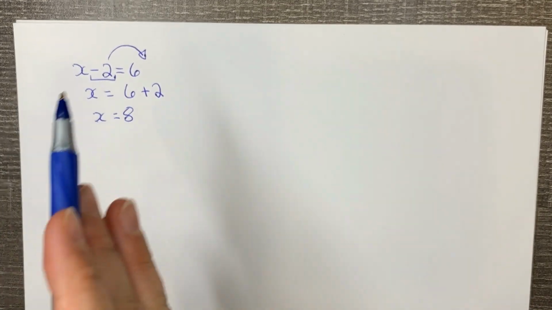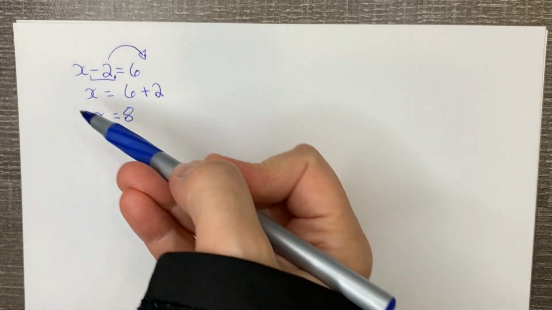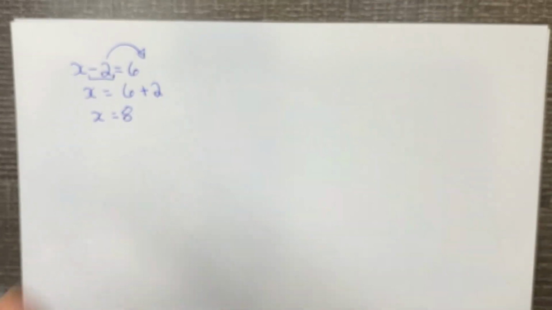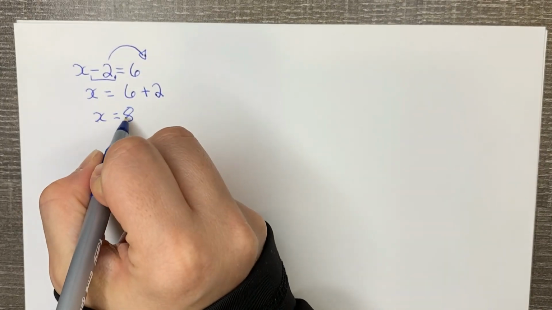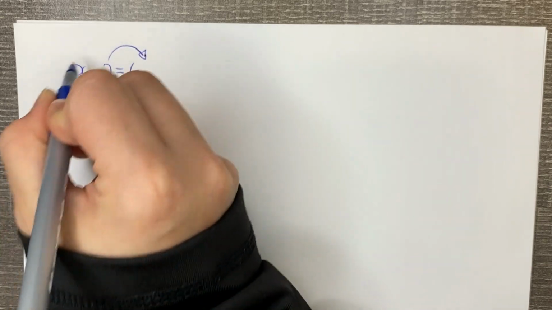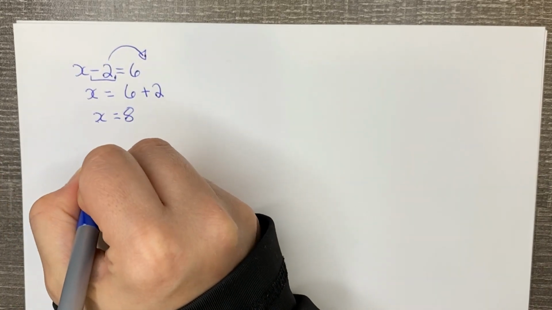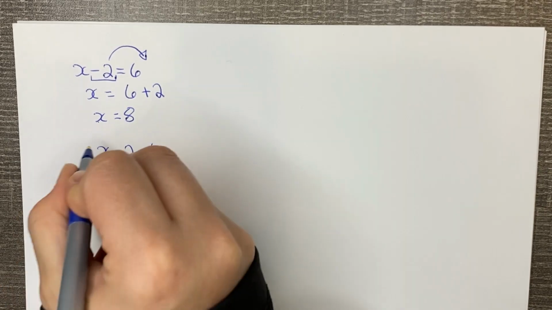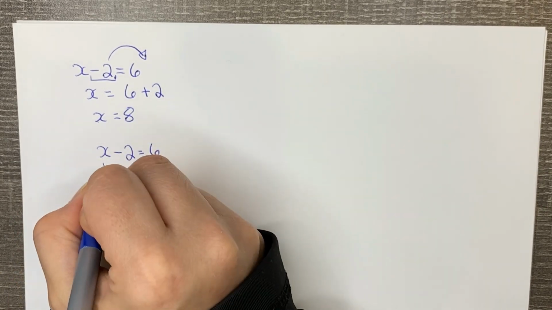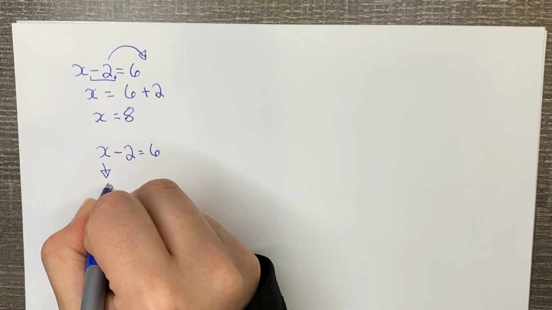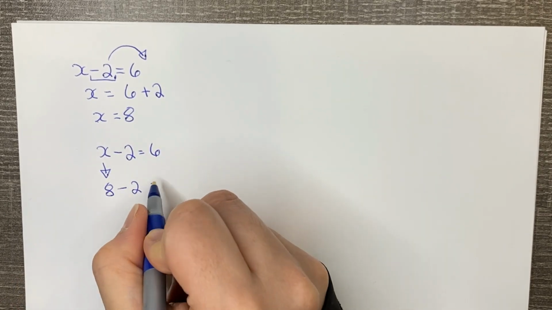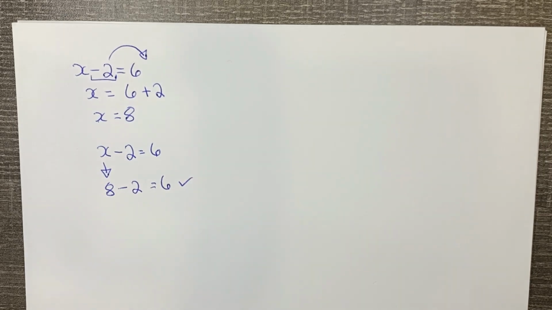Now, of course, this is a very simple equation. So just by looking at it, you probably already knew that x is going to be 8. But if it was a little more complicated, what you would do to check your answer is sub in the value of x equal to 8 into your original equation. So my original equation was x minus 2 is equal to 6. I'm going to replace the x with 8, right? Because that's the value we solved for, 8 minus 2. And that does give me 6. So I know that my answer is correct.